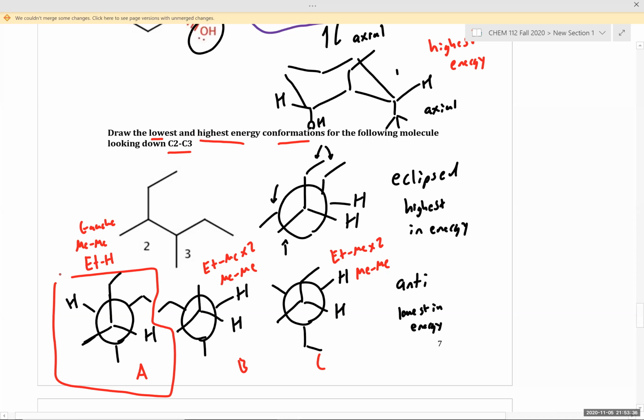Now, the point of this process is to show that the shortcut generally works, but it's important that you go through and check all of your staggered conformations to make sure there's not a potentially lower energy conformation hiding in the set. Does that make sense? So generally, we would have expected C to be the lowest energy, but upon closer inspection, when we drew out all of the potential conformations, we noticed that A is lowest in energy.